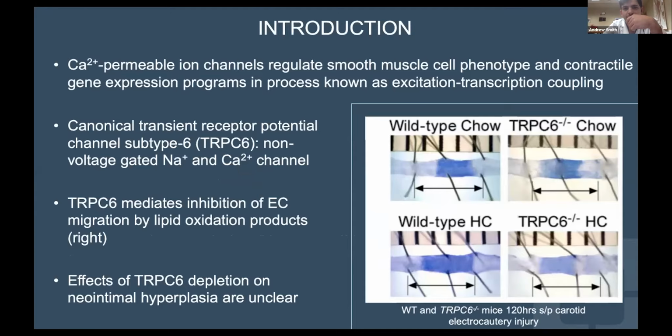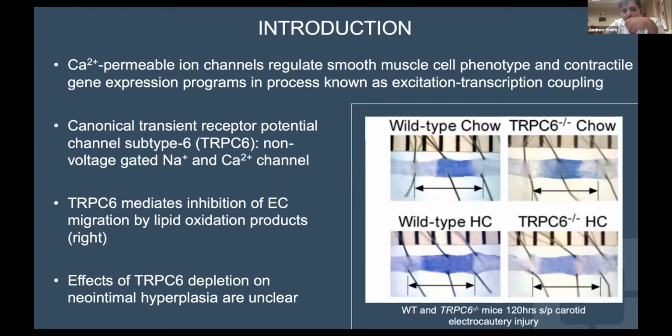Calcium permeable ion channels regulate smooth muscle cell phenotype and contractile gene expression programs in a process known as excitation transcription coupling. Canonical transient receptor potential channel subtype 6, or TRPC6, is a non-voltage gated cation channel which is highly expressed in endothelial cells and smooth muscle cells, and as Dr. Martin mentioned previously, has been shown to mediate the effects of angiotensin II on smooth muscle cell contraction.